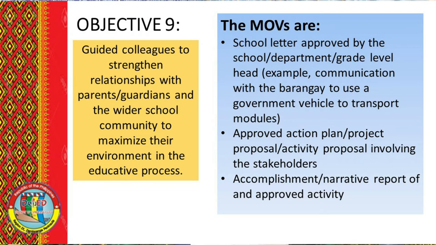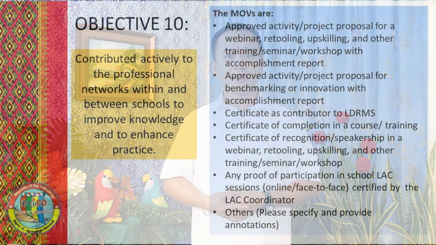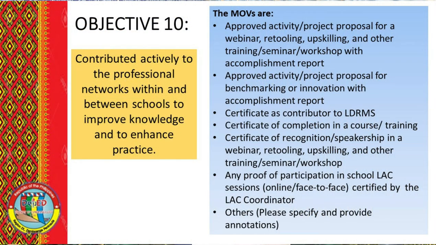2. Approved action plan or project proposal or activity proposal involving the stakeholders. And finally, accomplishment or the narrative report of the approved activity. Objective number 10, contributed actively to the professional networks within and between schools to improve knowledge and to enhance practice.